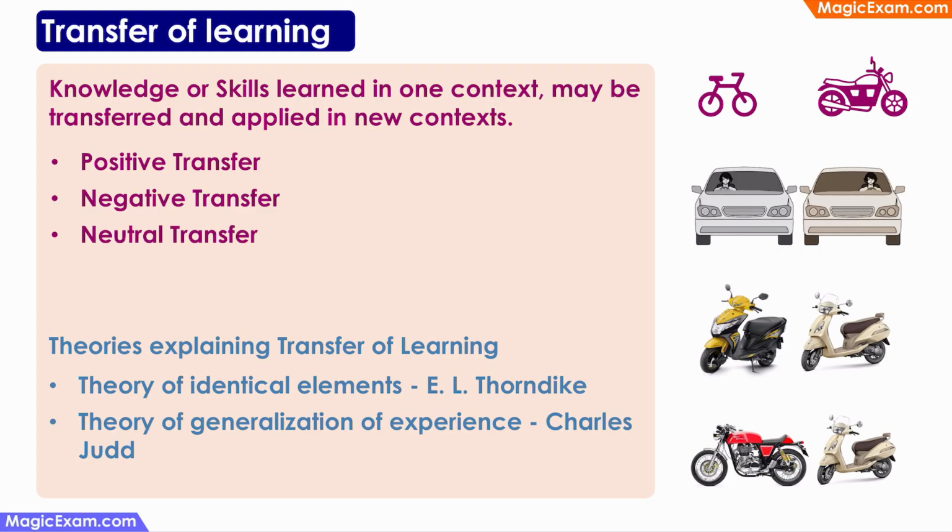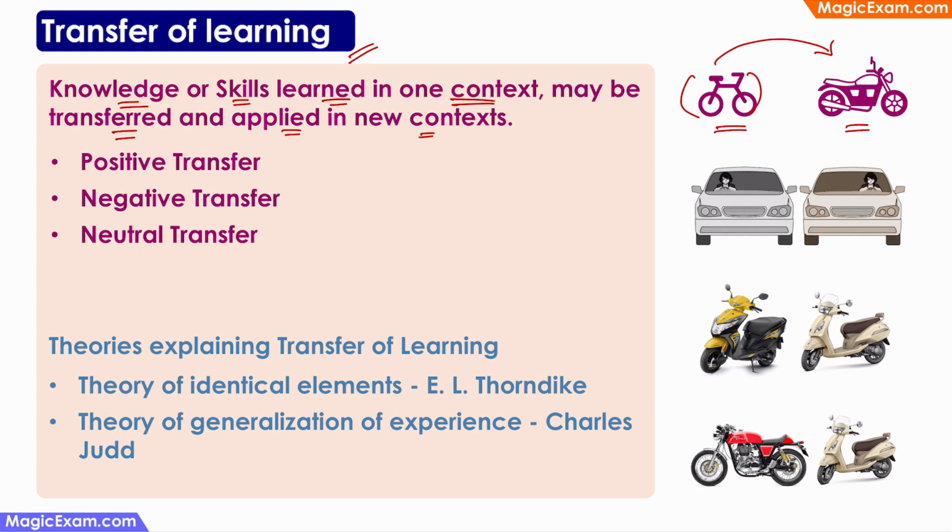Next, let us talk about the concept of transfer of learning. Transfer of learning means that the knowledge or skills that are learned in one context may be transferred or applied in new contexts as well. For example, when I was a kid, I learned how to ride a bicycle. I learned how to balance, how to go through traffic. And later on, when I was learning how to ride a motorcycle, then I could transfer some of my knowledge and skills from riding a bicycle to learning how to ride a motorcycle.